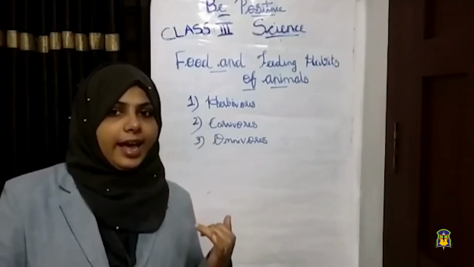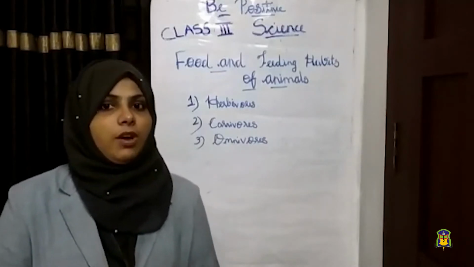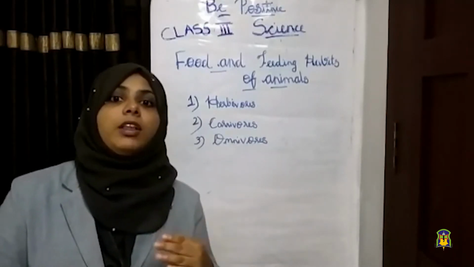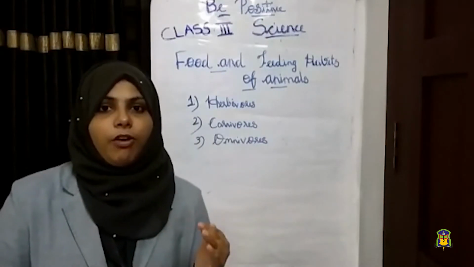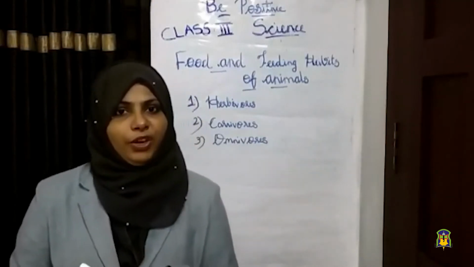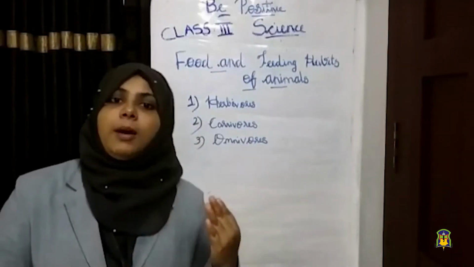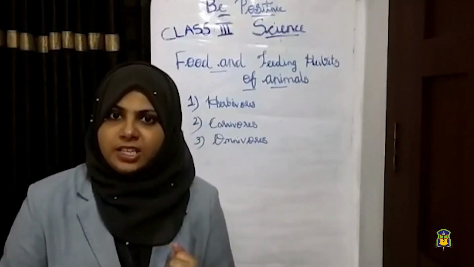The second one, carnivores. What is carnivores? Can you see this? The animals like lion, leopard, tiger eat only the flesh of other animals, isn't it? The animals that eat the flesh of other animals are called carnivores. The examples are lion, tiger, leopard.